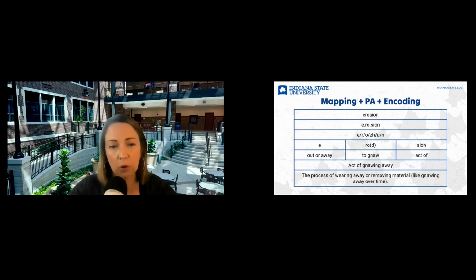And then we do our morpheme mapping. E means out or away. Rode comes from rodere, which means to gnaw. Sion is the act of. So it's the act of gnawing away. And then I'm going to verify that definition with the book definition, the process of wearing away or removing material. And then I added like gnawing away over time. So that one word has multiple sticking points, and then I'll even remember it better if you can show me a picture or create an image.